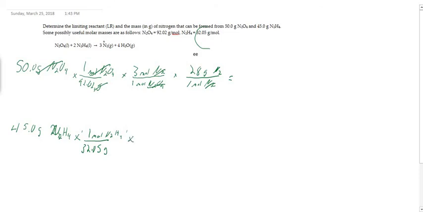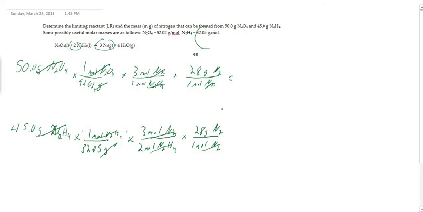Okay, and then we do the stoichiometry. I know that for every 2 moles of N2H4, I produce 3 moles of nitrogen gas. And then again, we want this in grams, so for every 1 mole of N2, I make 28 grams of N2. So my grams of N2H4 will cancel out, my moles of N2H4 will cancel out, my moles of N2 will cancel out, and I'm left with grams of N2.